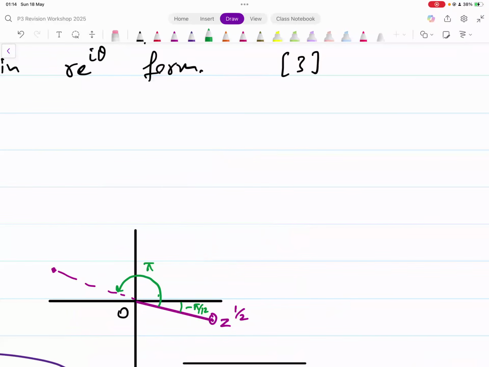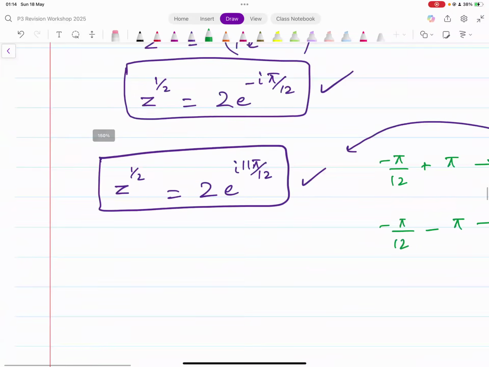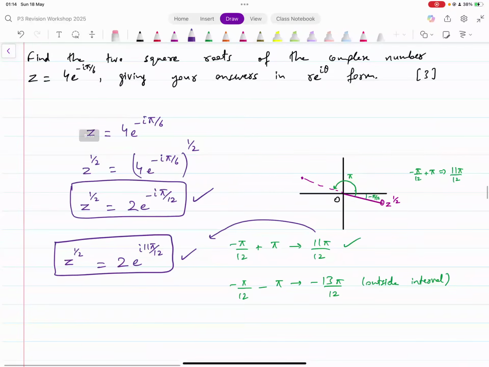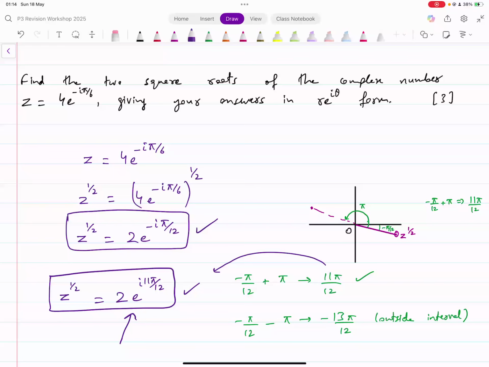You could say the other argument is going to be minus pi over 12 plus pi, and that gives you 11 pi over 12. That will be the argument of the other square root. So you say the other square root is therefore 2e raised to power iota into 11 pi over 12. And that's it. These are the two square roots that we were looking for. So what you'll do is you'll put a power 1 over 2 there. You'll find one square root from that directly.